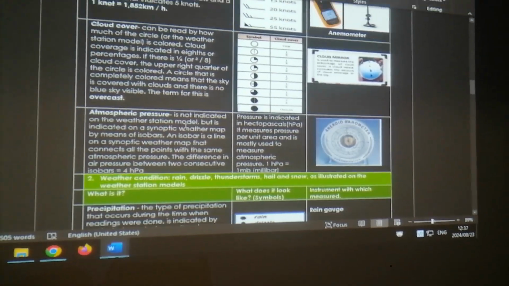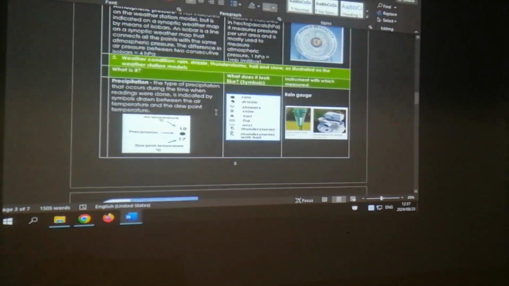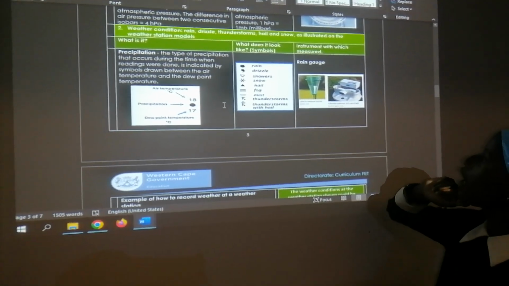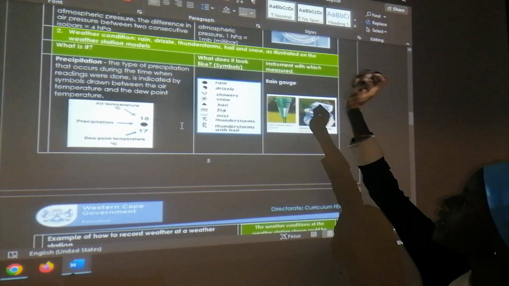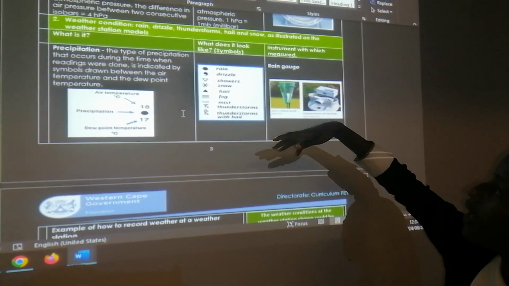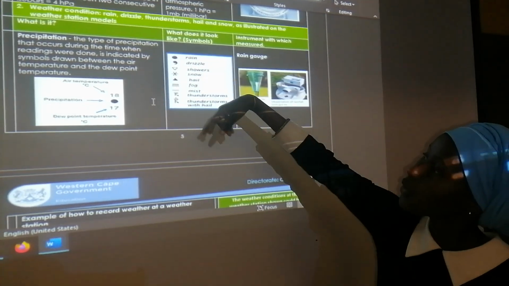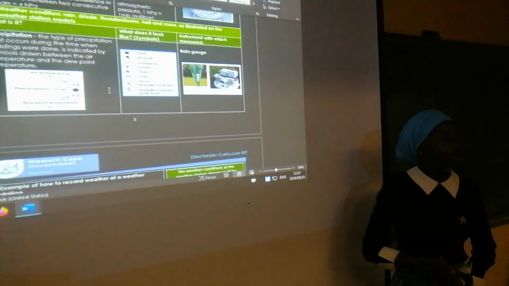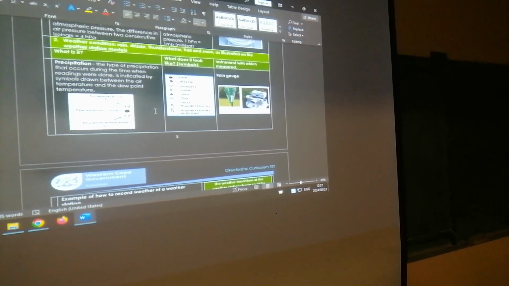And then when we continue, we have the precipitation. The precipitation, you have to know if it's either raining, drizzling, showering, snow or hail. This has to depend. You have to know these symbols so that you won't be confused when you see them on your exams or any test that you might be given.